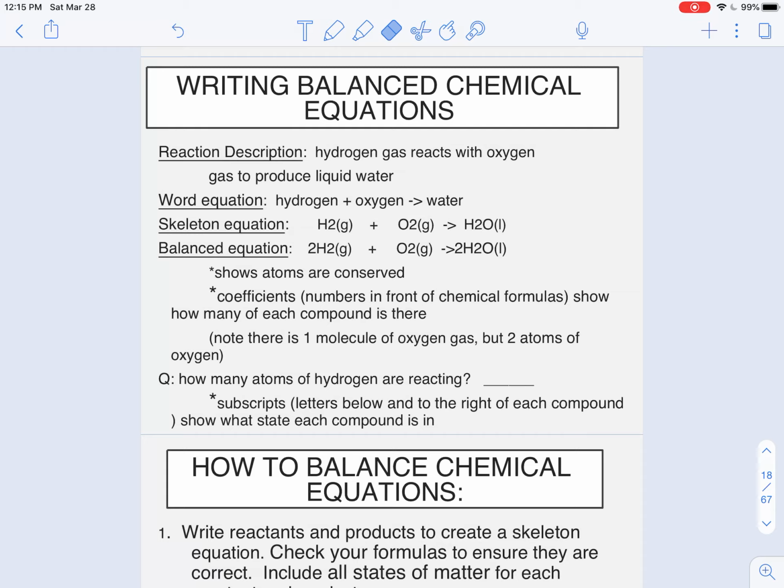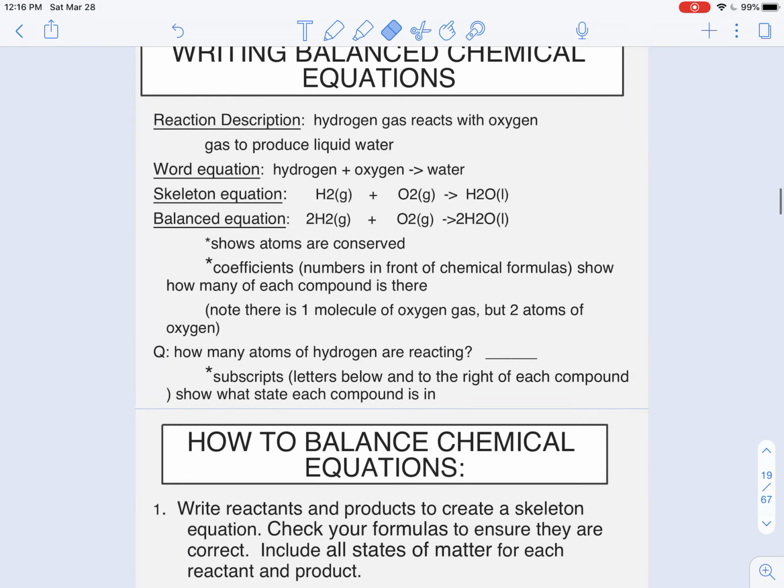This is lesson 1 in chapter 3. Please turn to page 12. This is a lesson on balancing chemical equations. Please follow along on page 12 in your notes.